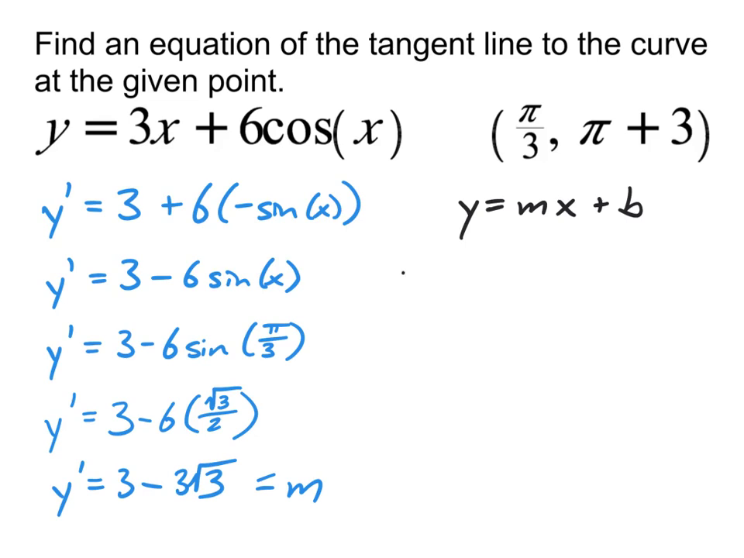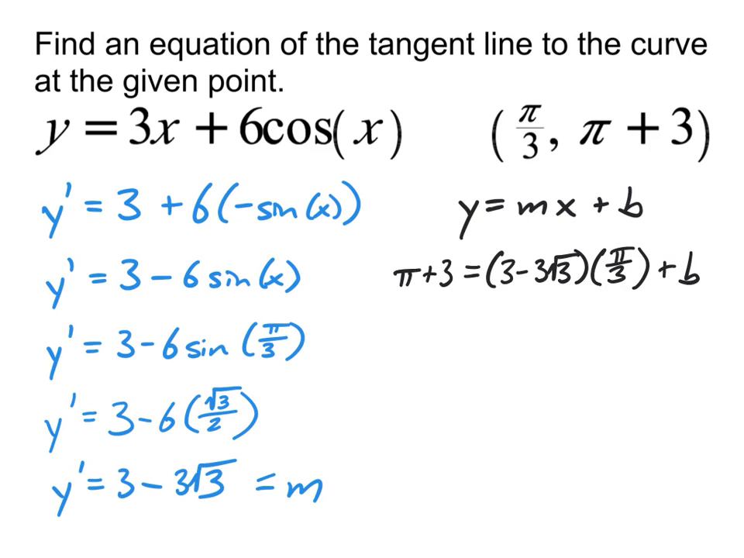So that's going to be the pi plus 3. And then equals m. So that's going to be my 3 minus 3 root 3 times x. So that's going to be times pi over 3 plus b.